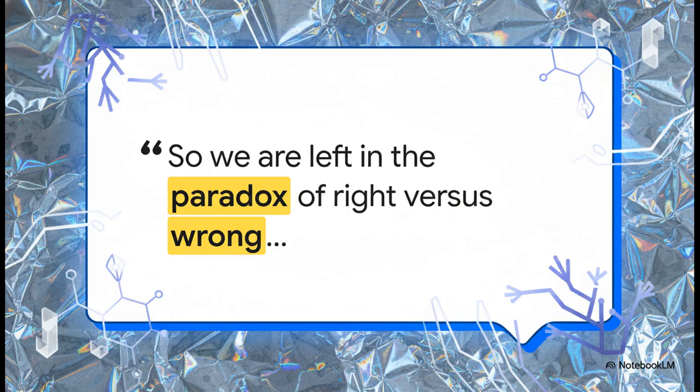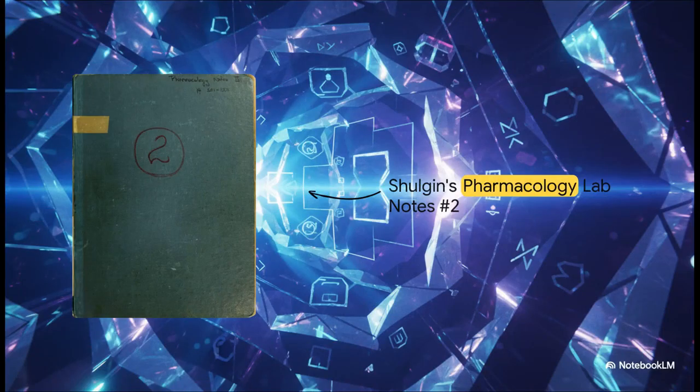"We are left in the paradox of right versus wrong, and is there a place where right and wrong are the same?" That's straight out of Alexander Shulgin's pharmacology lab notes, and it beautifully captures what we call the unresolved residue. It's this subjective paradox where biological hardware and chemistry alone simply do not have the answers. The molecule forces a collision, sure, but the resulting meaning far exceeds the chemistry itself. Inside Shulgin's pharmacology notes number 2, these really profound contradictions were meticulously documented.